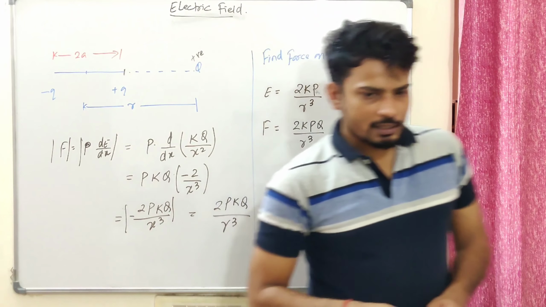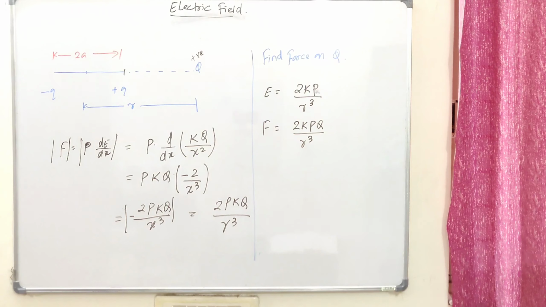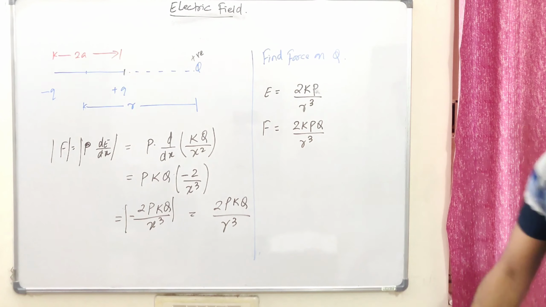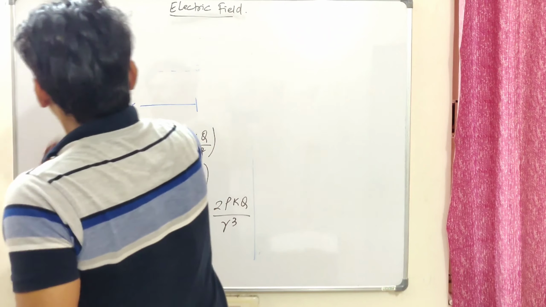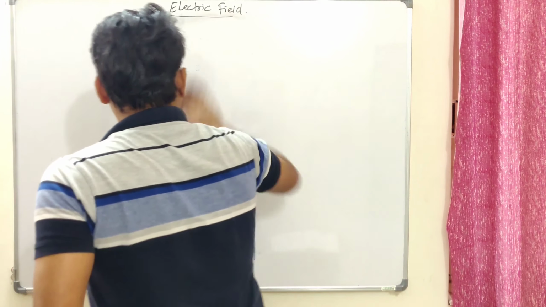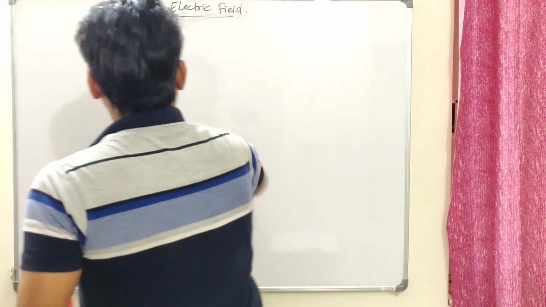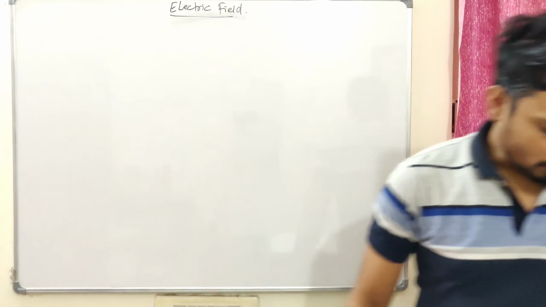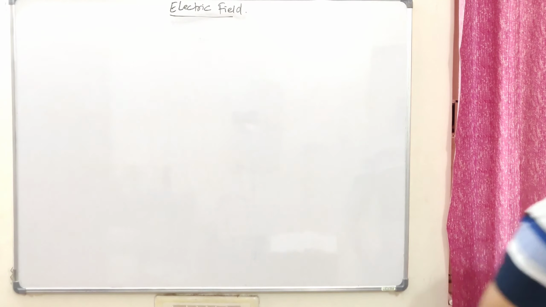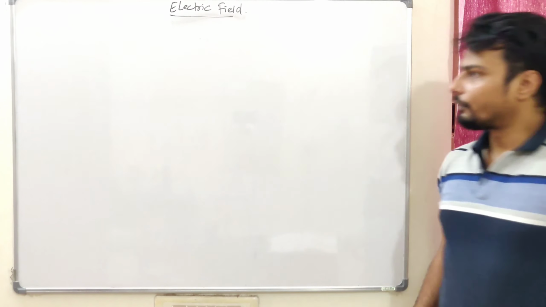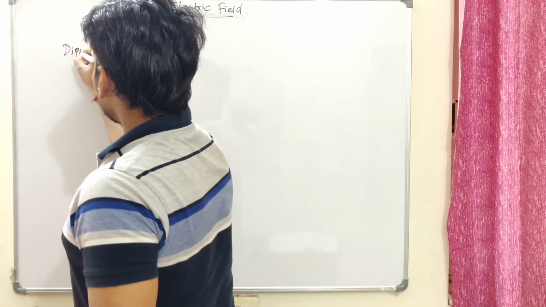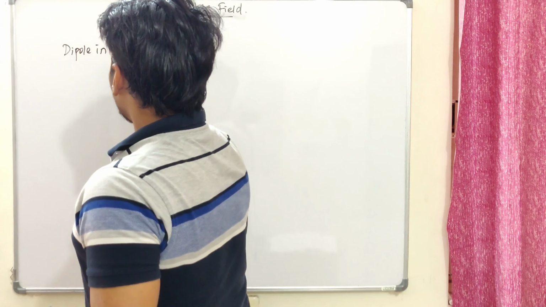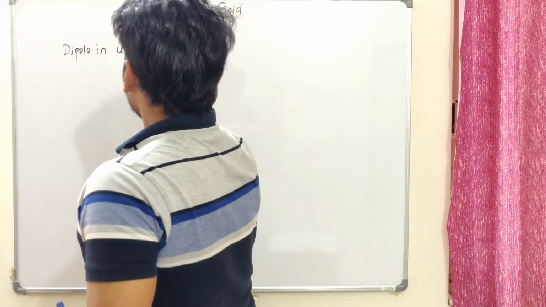Now let's see what happens if I place this dipole in a uniform electric field. Let's see what is the force, or what happens when the dipole is placed in the uniform electric field. When I say uniform, it means the value of the electric field should be constant throughout. That's the meaning of uniform electric field. Now the next point is dipole in uniform electric field.